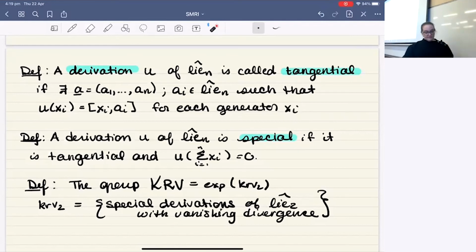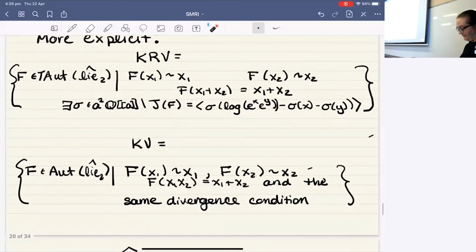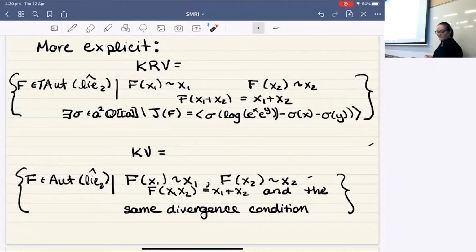All right, so I want to talk about the group of symmetries that act on the solutions of the KV equations. You can describe them as the group associated to the Lie algebra of special derivations with vanishing divergence. I'm not really going to tell you too much about what divergence means, but I did write down presentations. So I want to find some tangential automorphism, where I've now written the big capital T for the group. This is the group exponentials of the free Lie algebra. F acts on each generator by conjugation and fixes x plus y, or x1 plus x2.